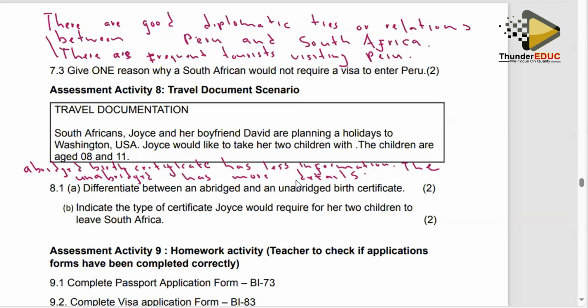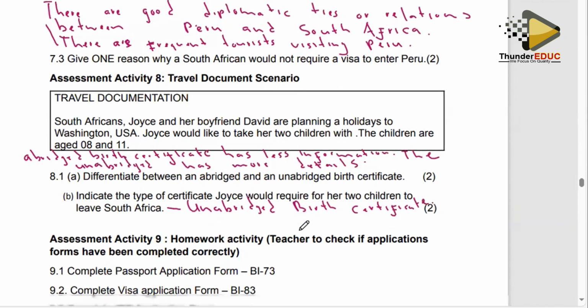Then indicate the type of certificate Joyce would require for her two children to leave South Africa. So the first one, indicate the type of certificate she needs: an unabridged birth certificate. An unabridged birth certificate is the one required.